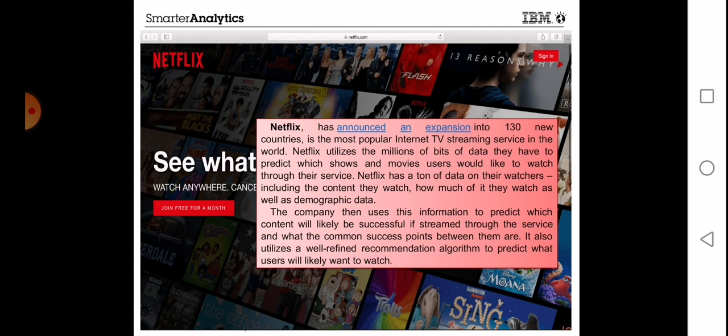So the company then uses this information to predict which content will likely to be successful if streamed through the service and what the common success points between them are. It also utilizes a well refined recommendation algorithm to predict what users will likely want to watch.